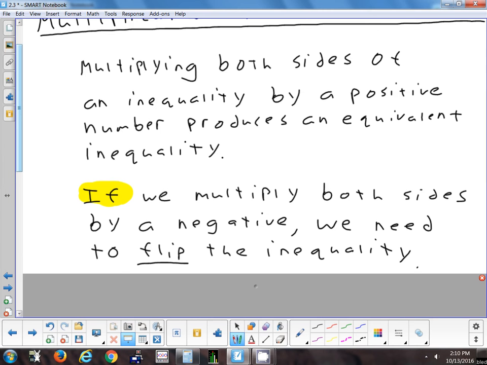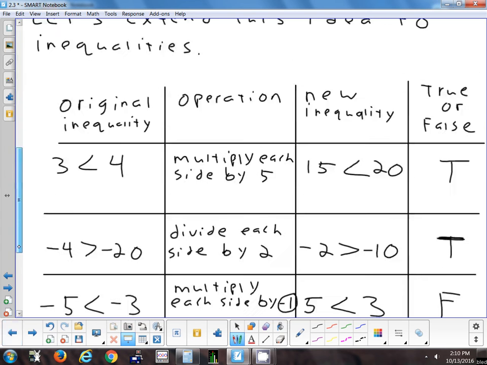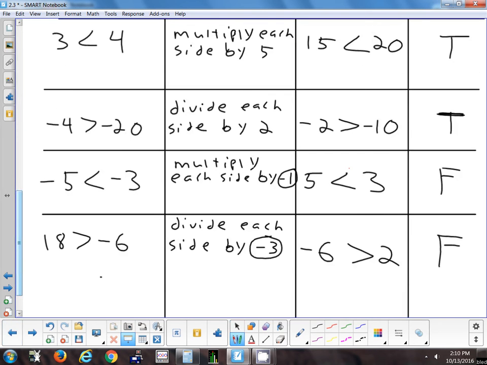So what I'll do is I'll go back to the table. Let me flip the inequality and let's see if that really works. Okay, so if I go back, instead of writing this, let's flip it around and write that. If I flip it, does it work now? Yes. 5 is greater than 3. Flipping it makes it true. That's what we want. How about this one? If I flip that around, is negative 6 less than 2? Yeah. Now it works.